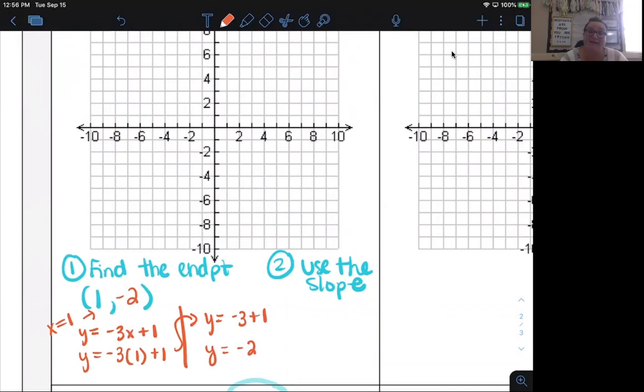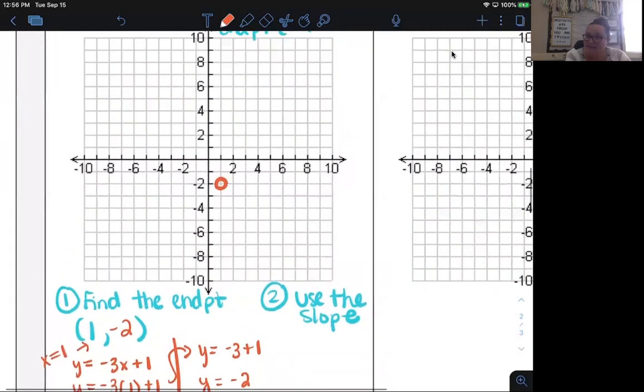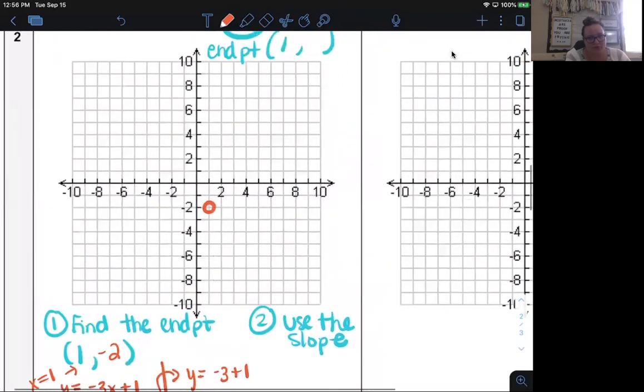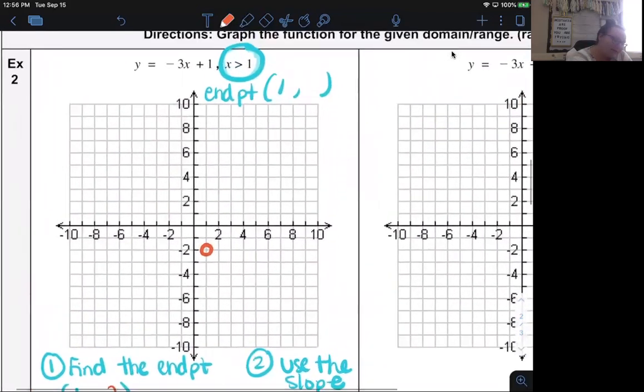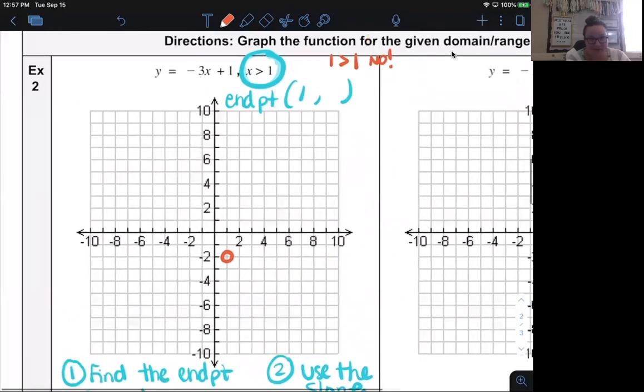Let's go ahead and plot that. For 1, -2, our endpoint goes right there. But we need to see, is this an open or a closed circle as an endpoint? Well, x is greater than 1. Does that include 1? Can 1 be greater than itself? No, it can't. So it's definitely an open circle. 1 is not included in the solution set or in the domain, since we're talking about an x value.